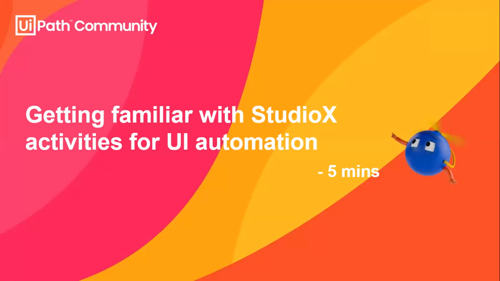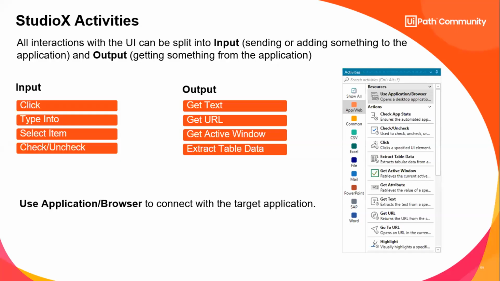Okay, so now we will be looking at what are the activities in StudioX you can use to perform the UI automation or create an automation that involves UI tasks. Now, these are some of the activities I have listed. There are a few more. If you want to explore more, you can see on the right-hand side picture, under the app and web category, you will be getting all the activities that UiPath StudioX gives you to automate.